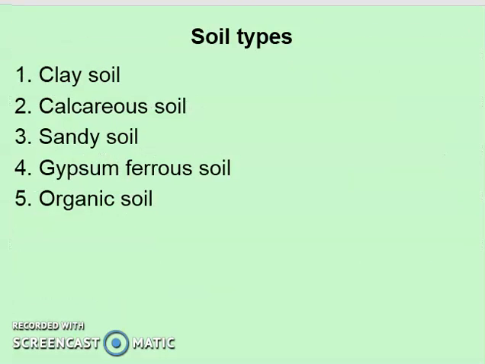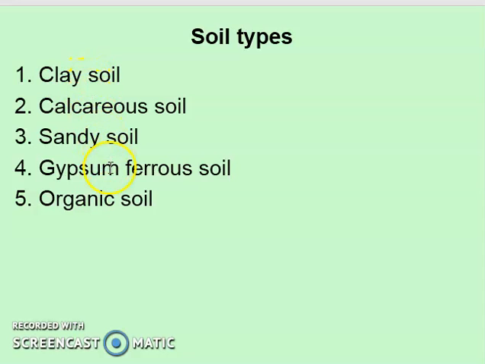I will take you to another topic: soil types. We actually have 5 soil types. The first is clay soil. The second, calcareous soil, sandy soil, gypsiferous soil, and organic soil.